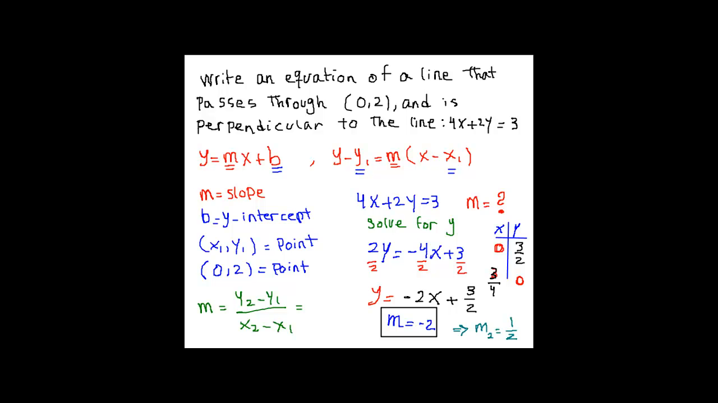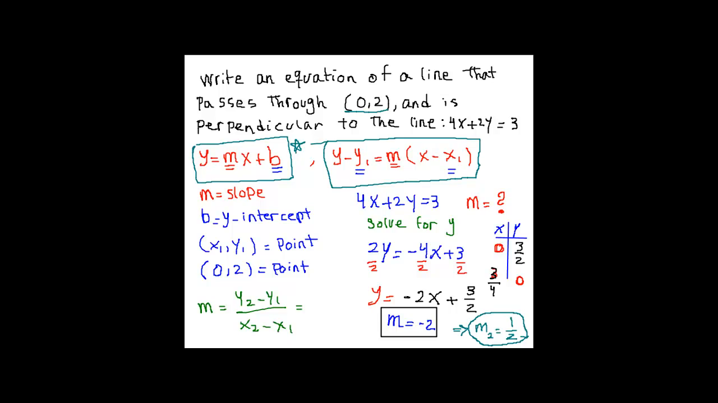Okay, so I have all the information I need to write the equation of the line. I know the slope of the line I'm looking for is 1/2, and I already have one point. So I can plug it into this formula here, or I can plug it into this formula and solve for the y-intercept. Let's go ahead and plug it into this formula first.